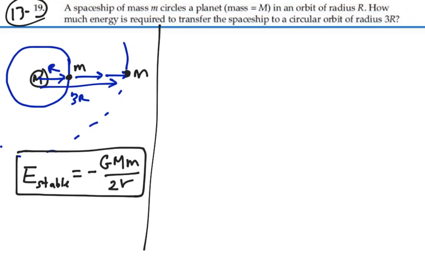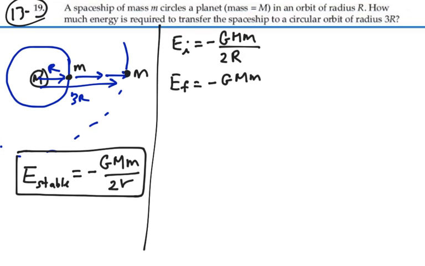So in this case, our initial energy is going to equal negative G, mass of the planet, mass of the satellite, over 2 times its original radius of the orbit, which we're going to call big R. And that will be our initial energy. Our final energy is going to be negative G, mass of the planet, mass of the satellite, over 2 times its new radius, which is actually going to be 3 times big R. So that's going to be negative G M m over 6r.